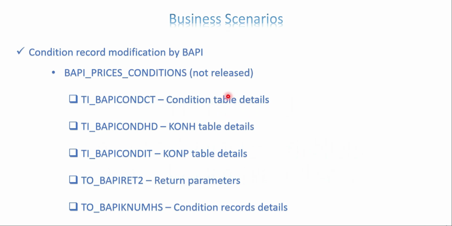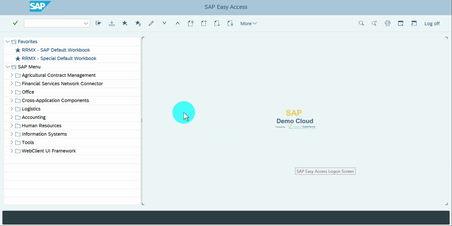So now I'm going to use this BAPI. I'll show you the BAPI. I just run through the BAPI, how it is designed, and we'll take one of the condition records and try to create one more condition record. So one more in the sense, okay, let me go to the system and show you that. And this is my system.